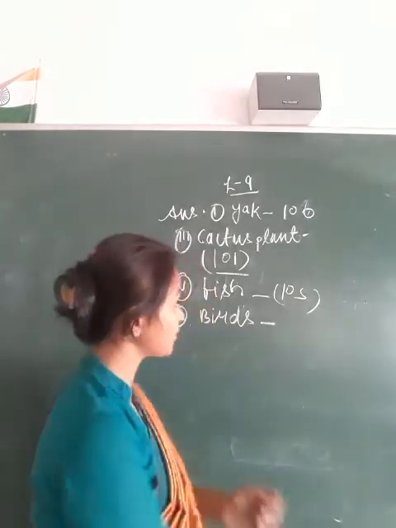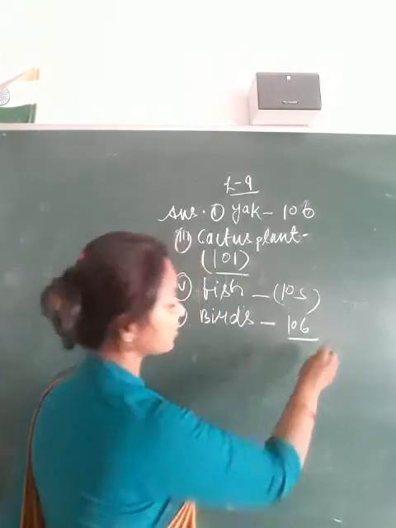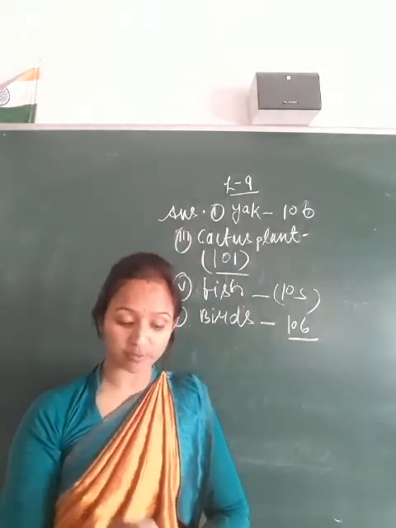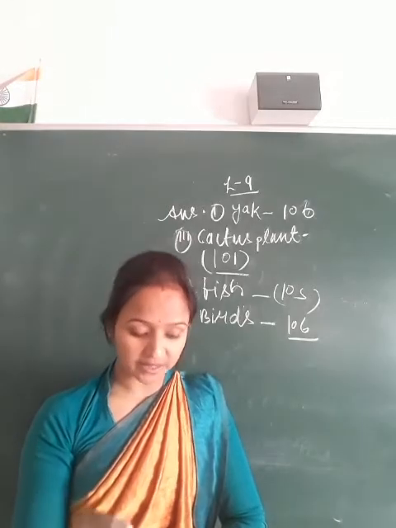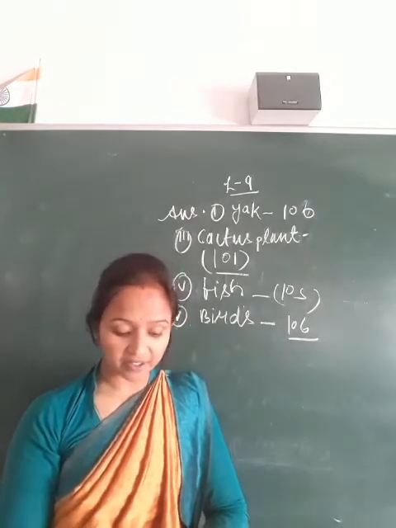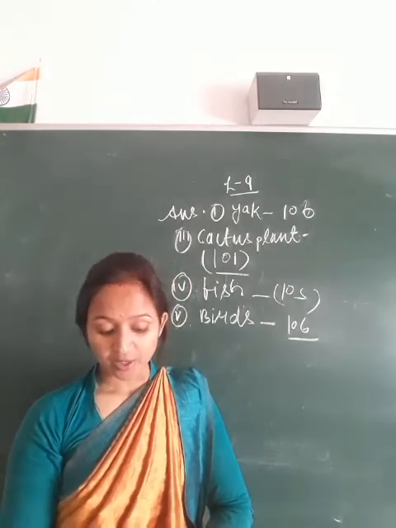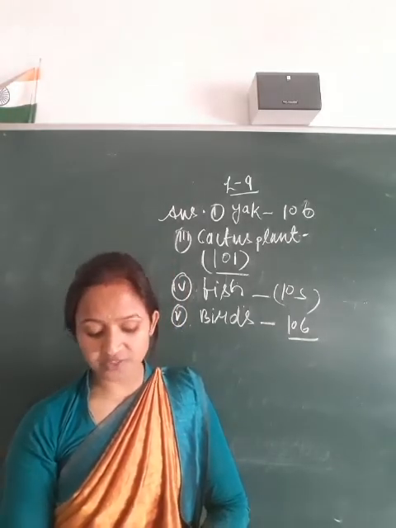Adaptation in birds, page number 106. Which kind of adaptations are present in the birds? Given on page number 106. You have to write from here. Heading is the adaptation in birds. Bones are hollow and filled with air cavities to make the body light. Feathers are present. Forelimbs are modified into wings for flying.